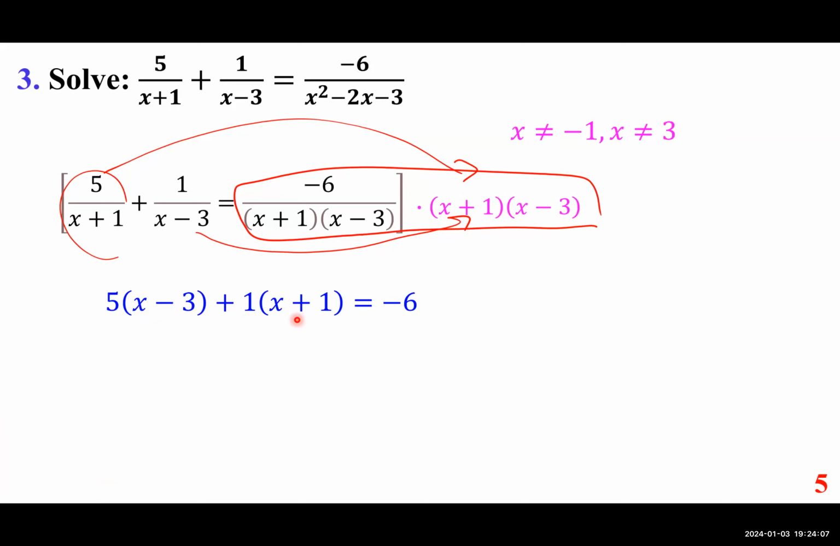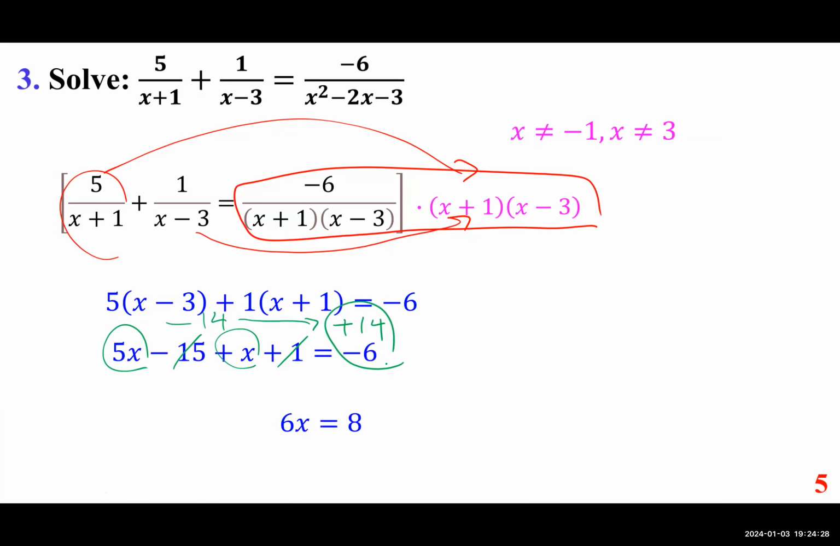5x minus 15 plus x plus 1. 5x and x is 6x. Minus 14 goes to the other side, becomes positive. We end up with 8. So divide by 6. 8 over 6 becomes 4/3. Everybody's happy. We are done.